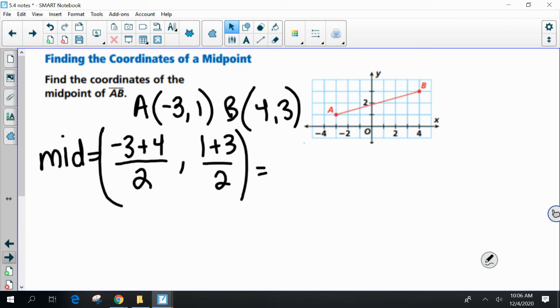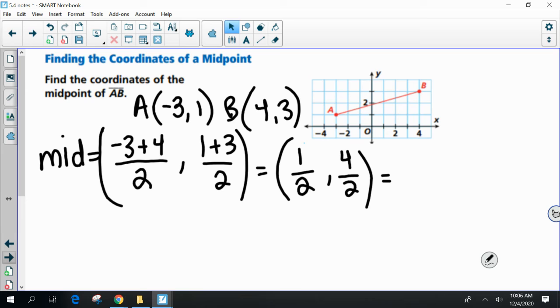So then we're going to simplify this. So -3 plus 4 equals 1. So 1 over 2, and then 1 plus 3 is 4. So 4 over 2. And then I'll simplify it one more time. So 1 over 2 can't be simplified. I would just leave that as 1/2. But 4 over 2 becomes 2.